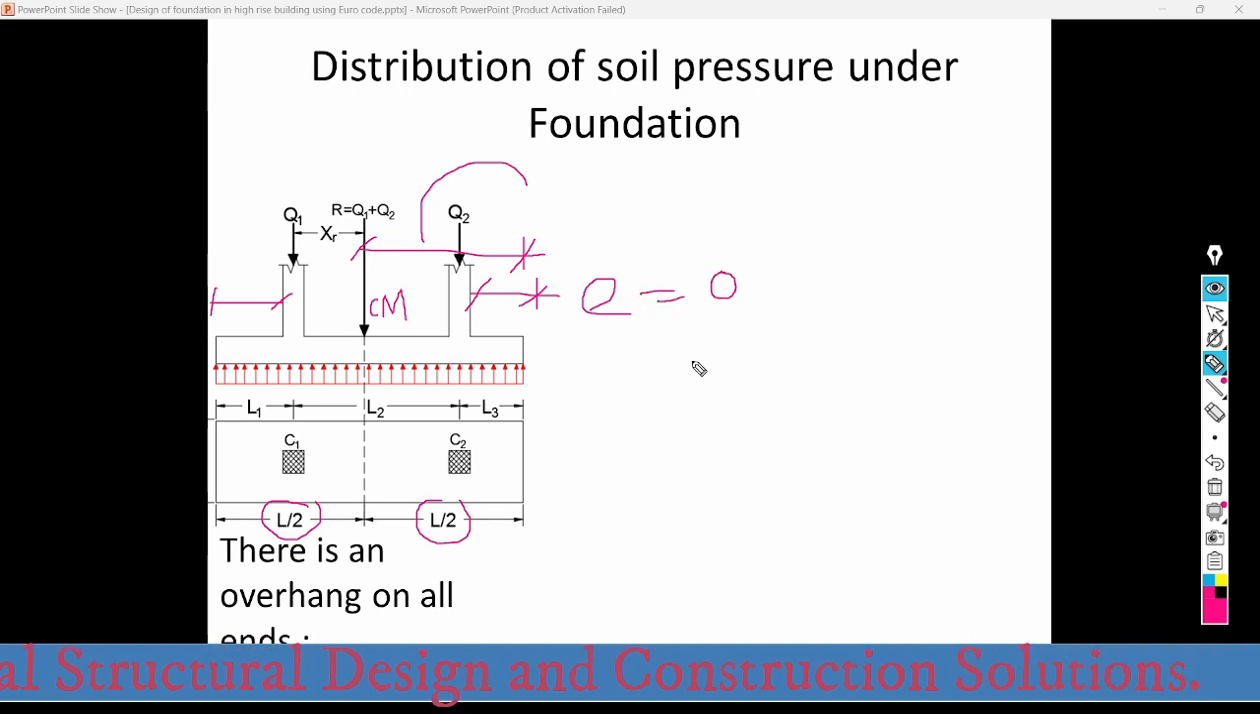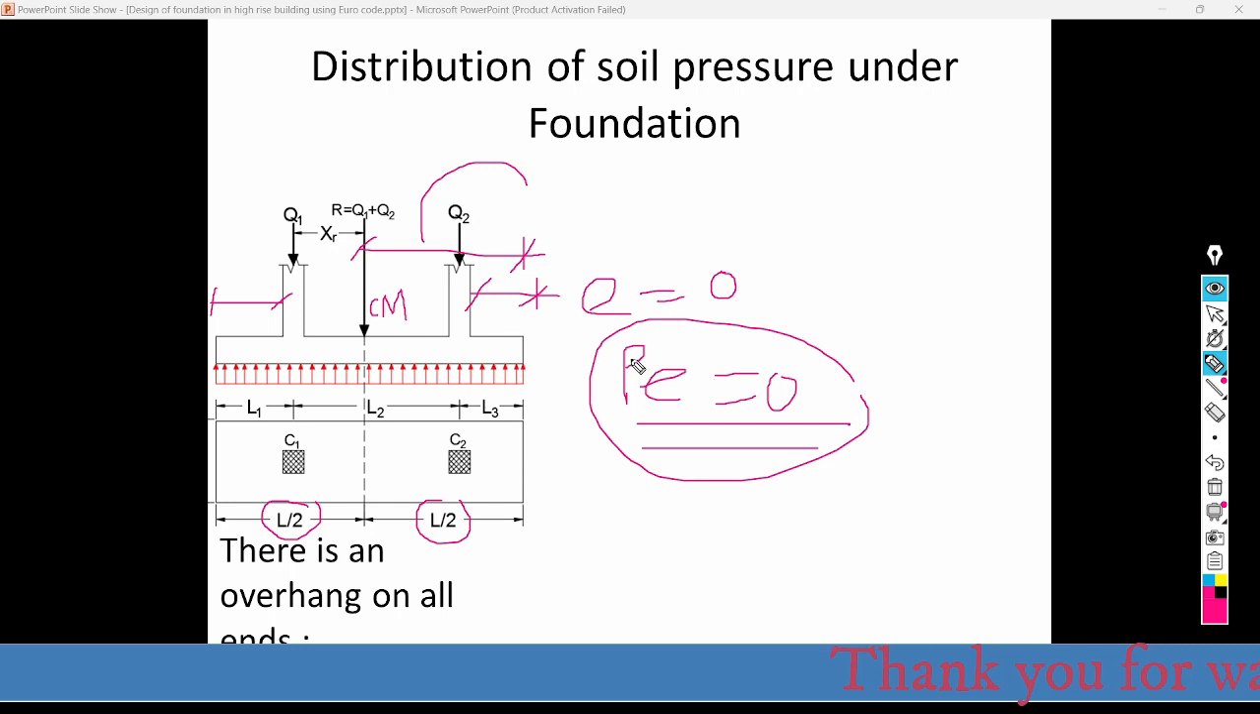E equals 0, meaning that P times E is equal to 0. So there is no eccentricity moment. Whenever there is no eccentric moment, the distribution of the soil pressure is rectangular. So during the design of this mat foundation or this combined footing, we just need to convert this soil pressure into a uniformly distributed load per every strip.